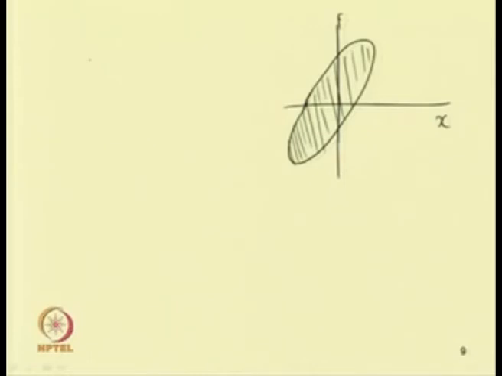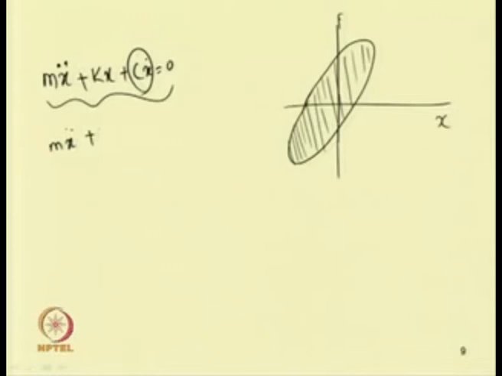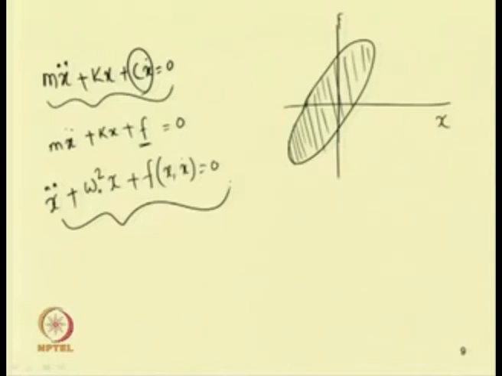For example, in case of linear damping, we have a simple viscous damping. That is linear, and we have written the equation of motion in this form: m x double dot plus k x plus c x dot equal to 0. In case of nonlinear damping, instead of this linear force c x dot, we can have some nonlinear force: m x double dot plus k x plus f. Or we can write it as x double dot plus omega 0 square x plus f, where k by m equals omega n square, or omega 0 square. This f is a function of x and x dot.